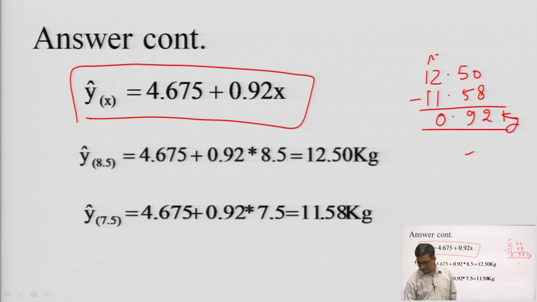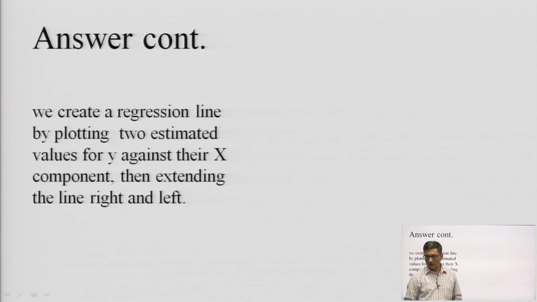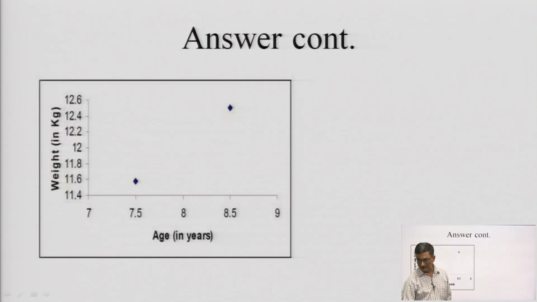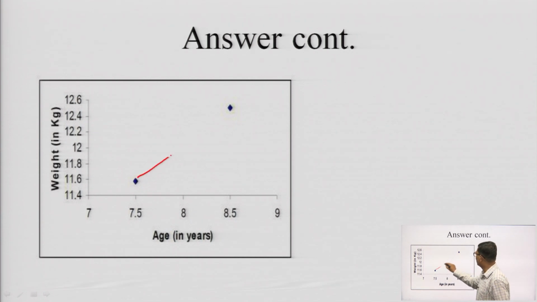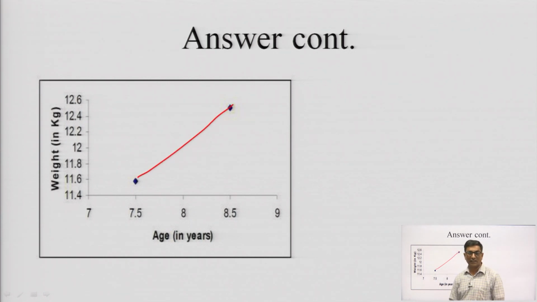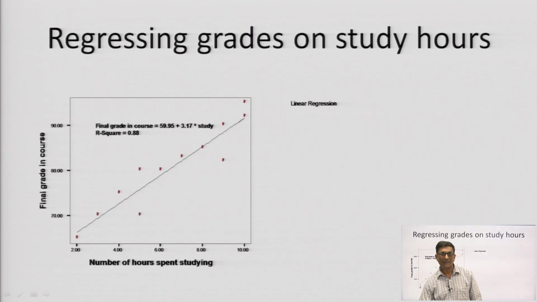So, we can create a regression line with the help of these 2 points, any 2 values of x and y like this. Here is weight and age in years, and we can find that this is the line. This is the regression equation line.